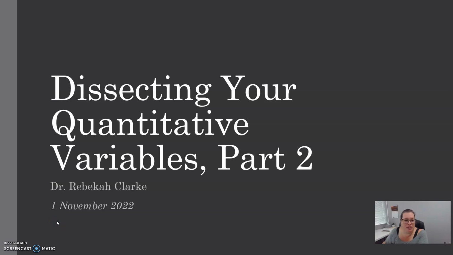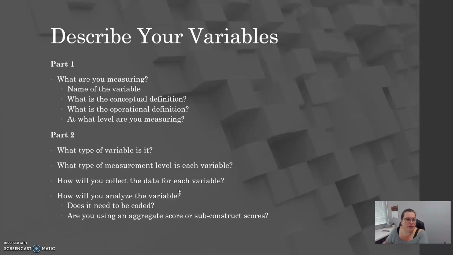Hi everybody, I wanted to continue our conversation about dissecting your quantitative variables. This is the second video in a 2-video series, so short and sweet. For the first video, we talked about what variables you are measuring. So if you're thinking about your independent, dependent, moderating, mediating variables, what are the names of those variables?